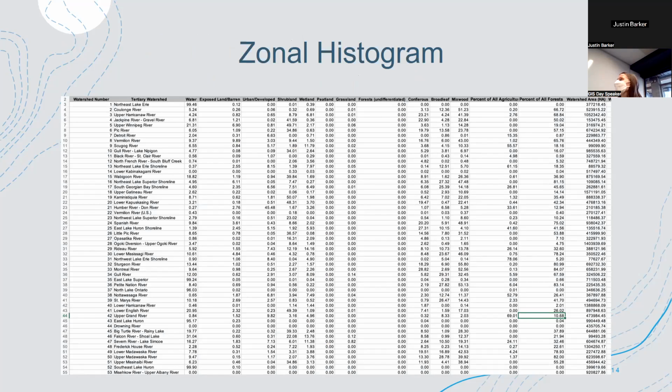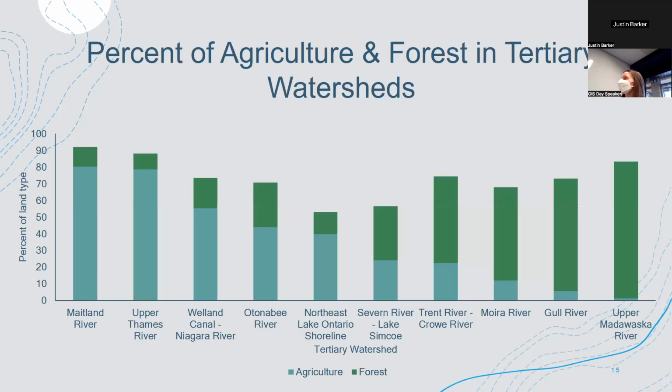We have along the top, it's pretty small, but we have water, exposed land / barren, urban developed, shrubland, wetland, peatland, grassland, so many different features. It goes on for a very long time. But again, we were specifically interested in agriculture. And so from this, it counts it out in little rasters, and I was able to take the total area of each tertiary watershed and work out a percentage. And so we were able to calculate the percent of agriculture as well as forested land within each tertiary watershed.